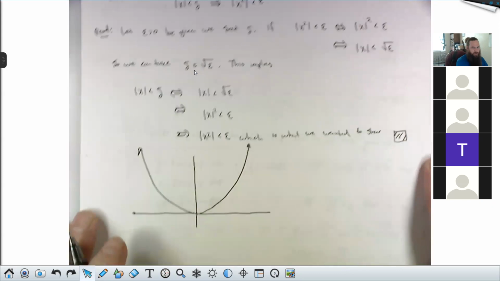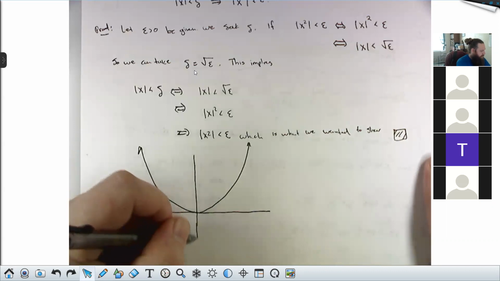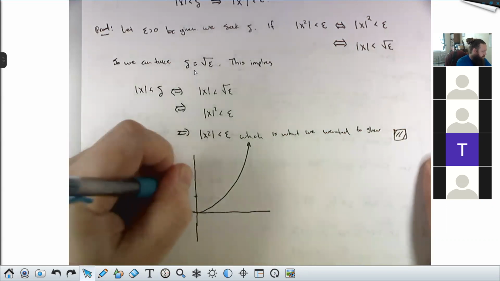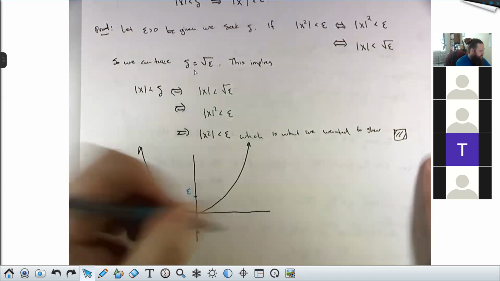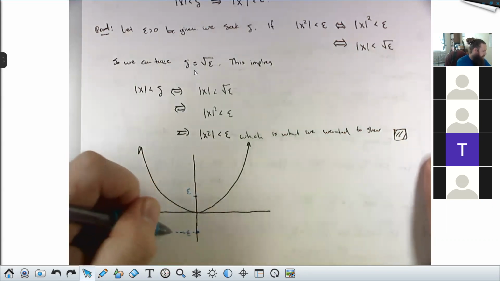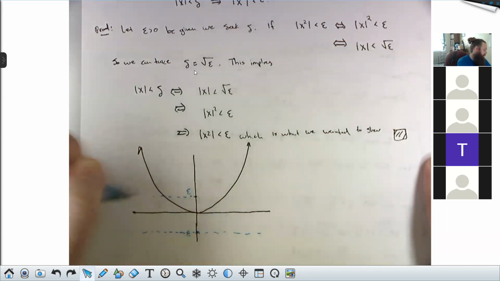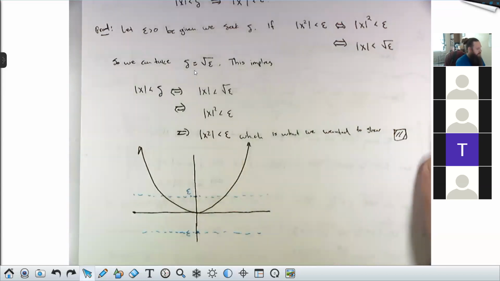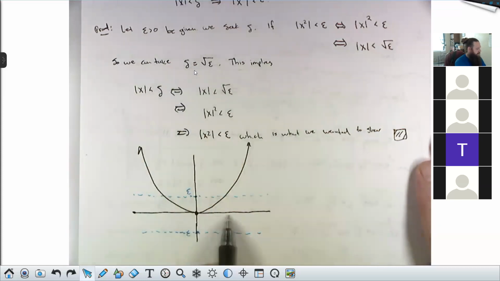All right, here's the squaring function. And what we want to say is that given some epsilon window about L, here L is 0, so L plus epsilon would be this, and L minus epsilon would be this. I want to say, in order to stay within this window, how far does x need to be from 0?